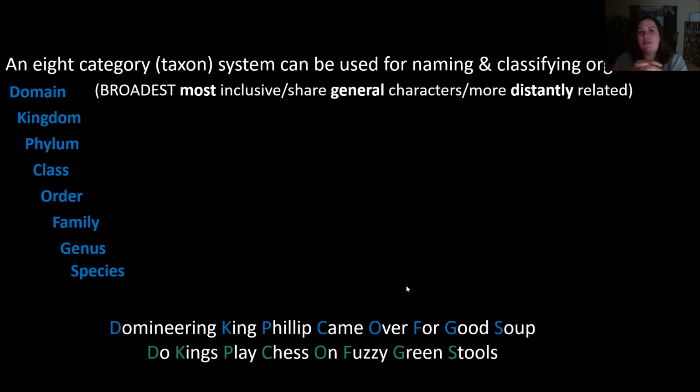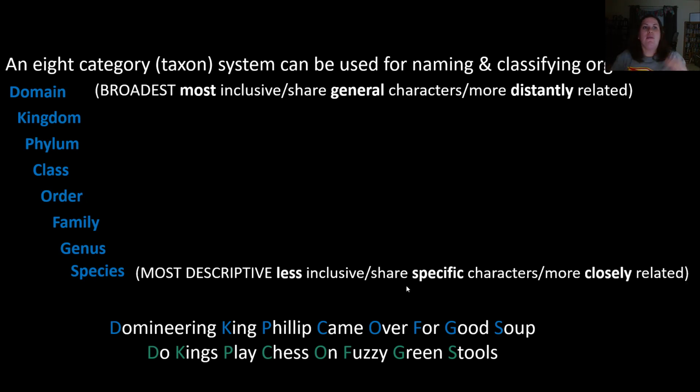You have: Domineering King Philip came over for good soup. Or you could have another one: Do kings play chess on fuzzy green stools? But you can make up your own. You could also go online and look at all different other ones that are made out there. But the whole point is to make sure that you know them in order, from the broadest to the most descriptive. The ones that are closely related and share not just general characteristics, but very specific characteristics. So if you'll notice here, we go from most to least: most inclusive to least inclusive, general to specific, and distantly related to closely related.